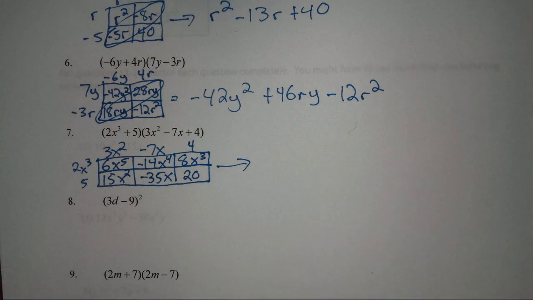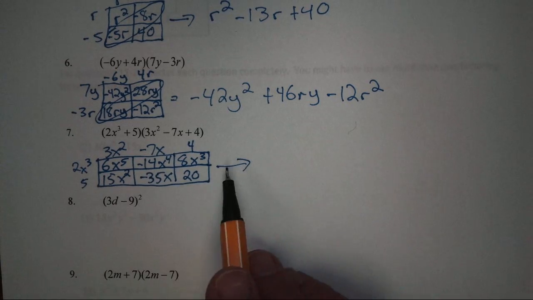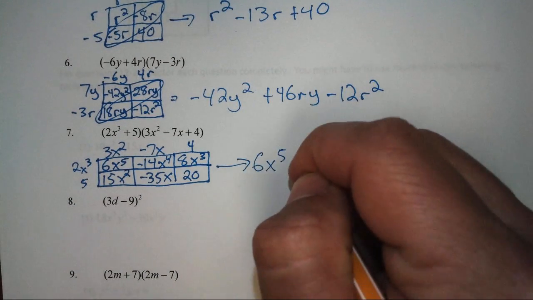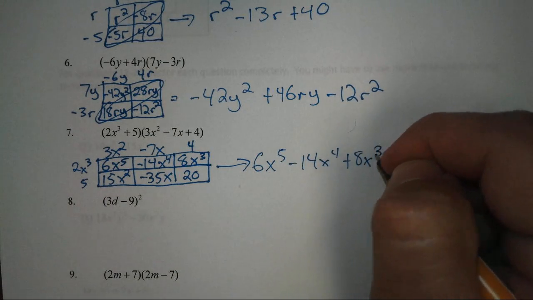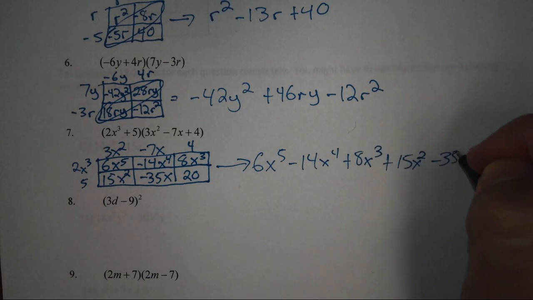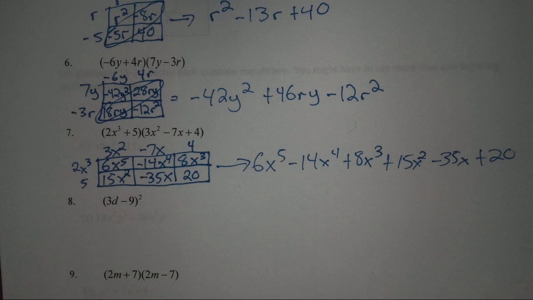So now we combine like terms. Nice thing on this one, there are no like terms. So we just have to write in the correct order. So highest degree first, so that's our x to the 5th. Then we have our x to the 4th. Then we have our x cubed. Then we have our 15x squared, our negative 35x, and our positive 20. So that was just one. That hardly ever happens where you don't have anything to combine, but it happened on that one.